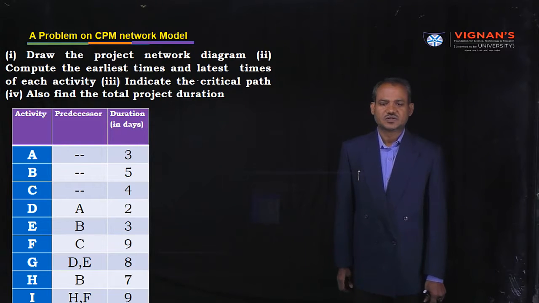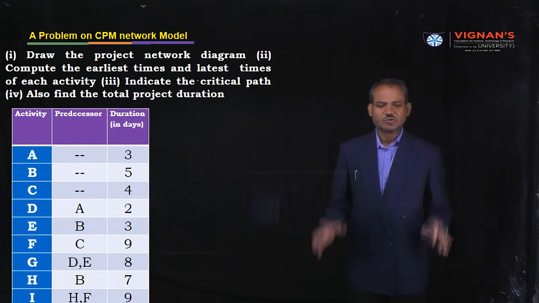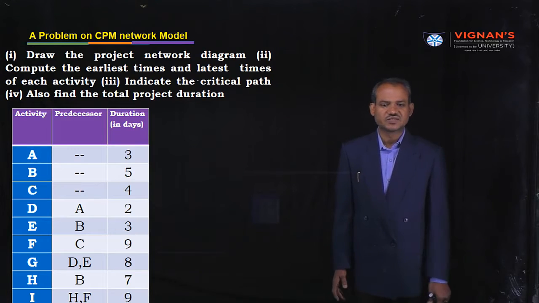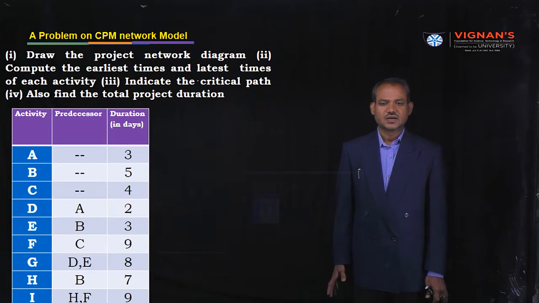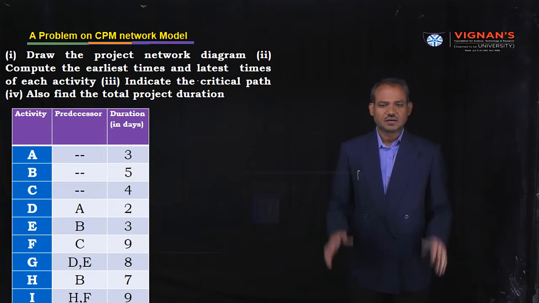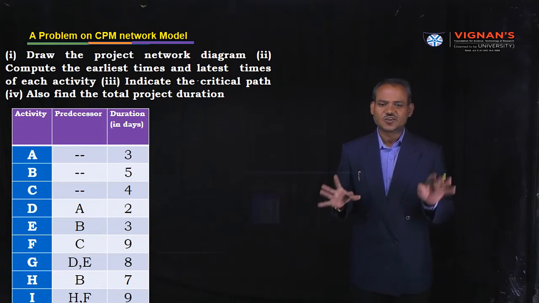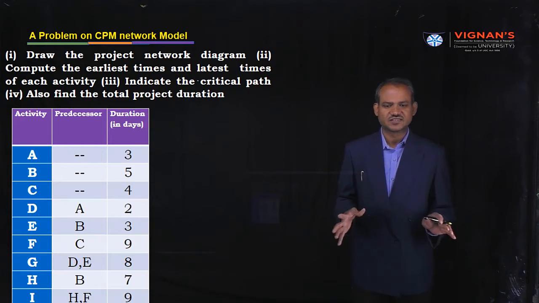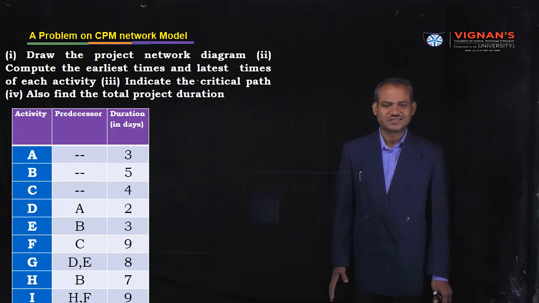In this slide, you are observing a problem on CPM network model. Everybody knows that CPM means critical path method. Under this method, all civil construction projects, for example, construction of buildings, bridges, highways, dams, etc., come under this model known as CPM network model. One problem was given.